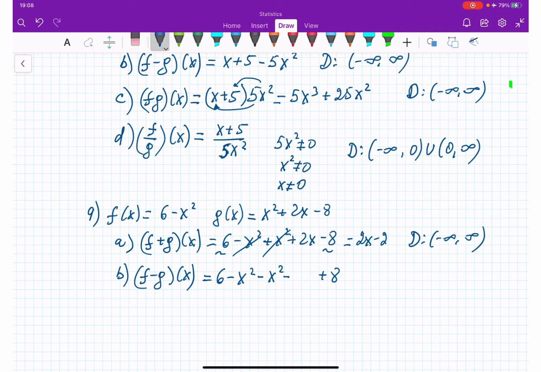Let me put it up. So negative x squared, oh, both of them are negative, okay. Like terms: negative x squared, and 6 and 8 are like terms. So we are going to get negative 2x squared minus 2x plus 14. Yes? And in this case, domain is negative infinity, positive infinity. See?